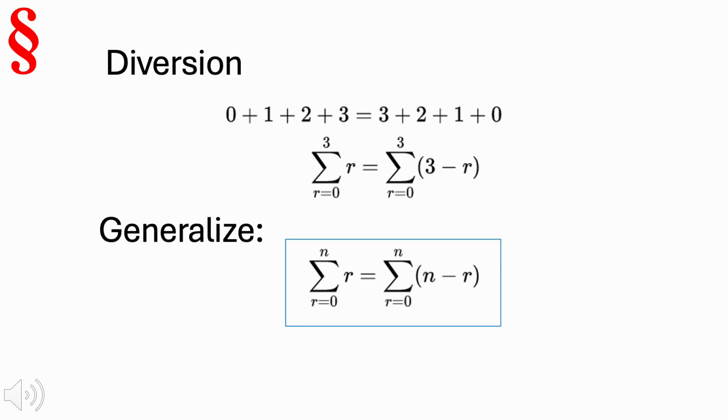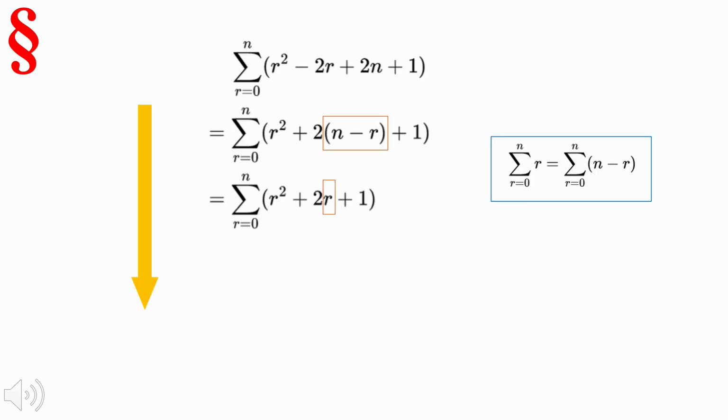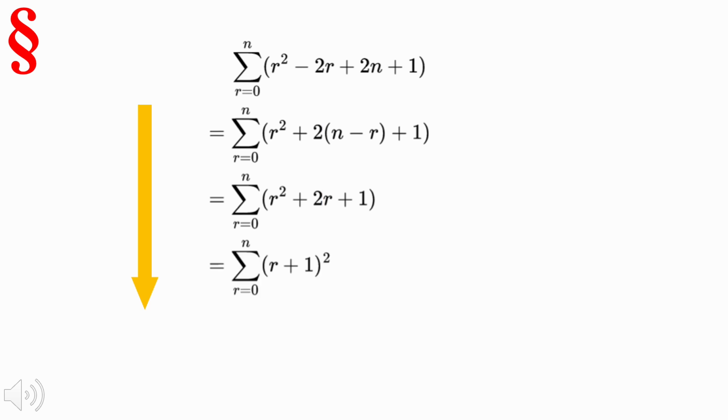Generalizing this to n, we get the formula in the blue box. Now back to the derivation. Using the formula in the blue box, we can replace the summand n minus r, with r. This is because the summation is taken from 0 to n, so we now have the sum of r squared plus 2r plus 1. This is just r plus 1 squared.